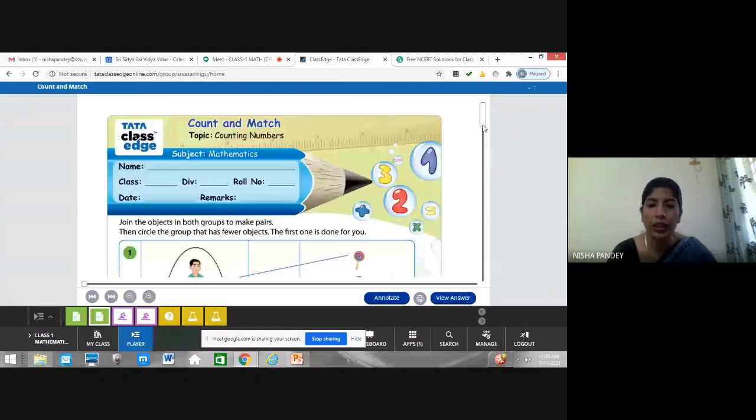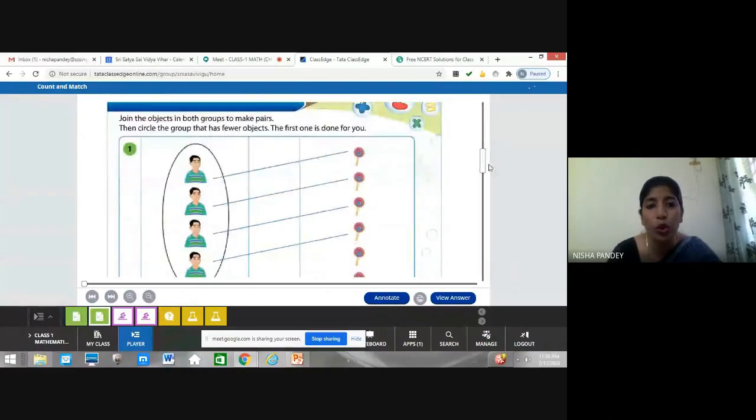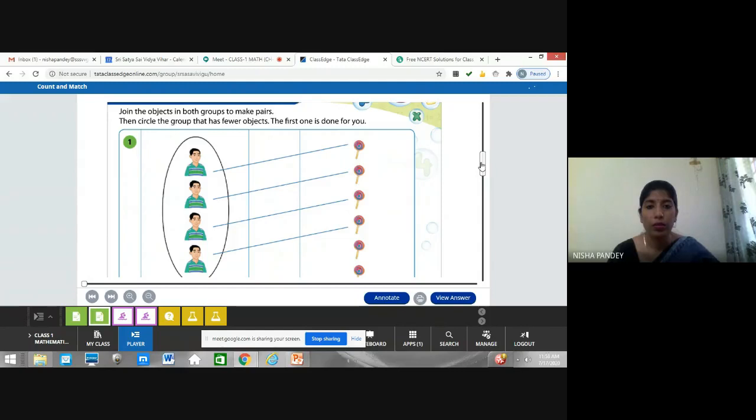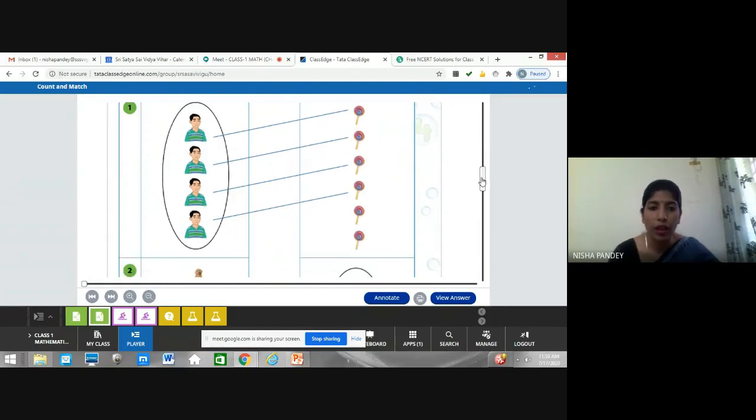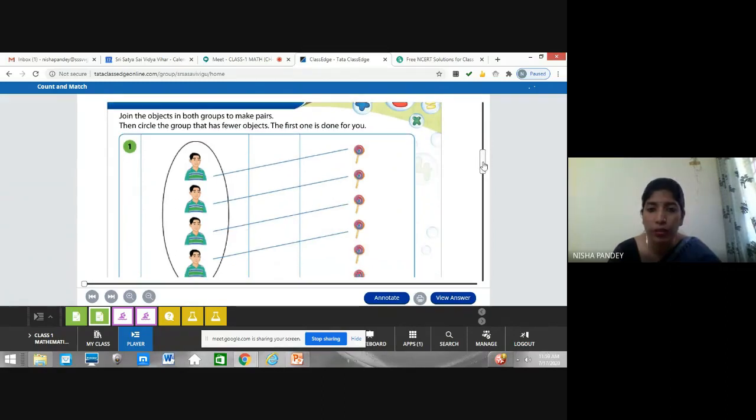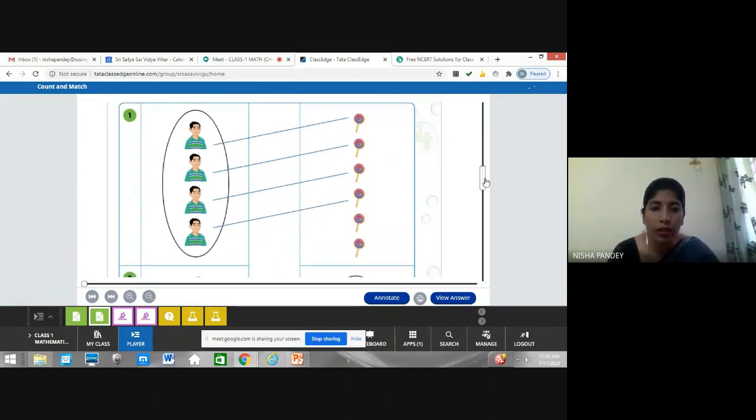Here, children, join the objects in both groups to make pairs. Then circle the group that has fewer objects. The first one is done for you. First one is done for you means, how many boys? One, two, three, four. Four are here. And how many of this? Okay, so you have to make a pair, right?